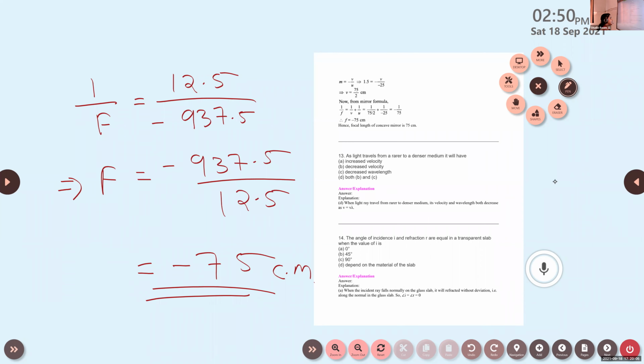So try to work out the same problem by putting varying values for the image distance and the object distance. Find out the focal length in the same way. You can form the questions by yourself by varying the values of image distance, object distance, and all. Yes, Shania, what's your doubt? Can you show 12th question? 12th one. All right.